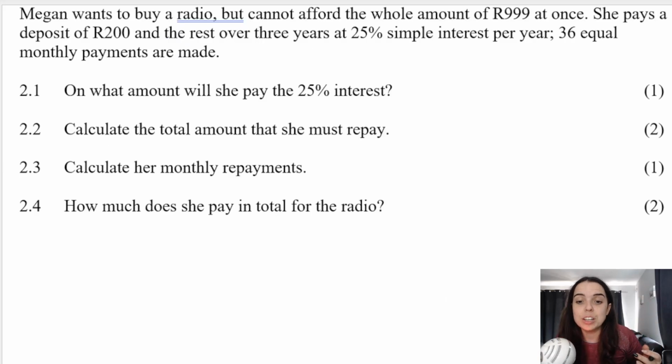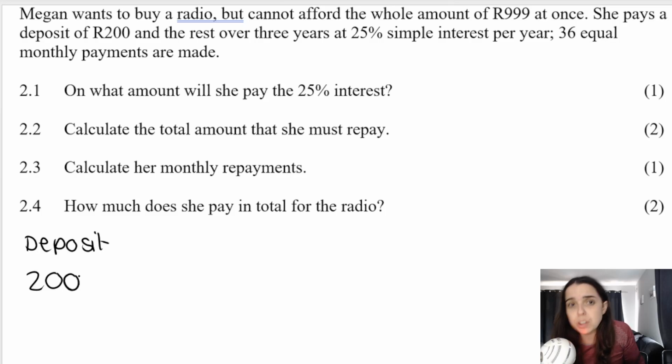Our last question says, how much does she pay in total for the radio? Now, they mean as a whole, from the day she walked into the shop. So imagine it in your head: on the day she walks into the shop, remember she paid the deposit. How much was the deposit? It was 200 Rand. So that's money she paid for the radio. Plus, she paid the total amount including interest, which we calculated in 2.2.